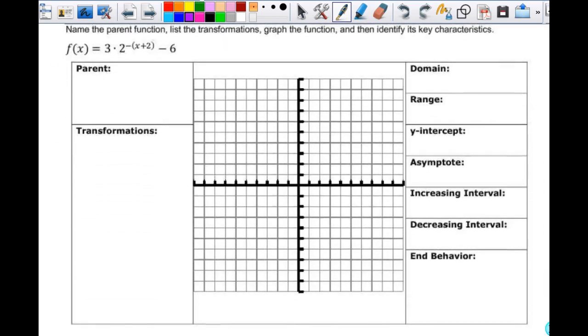So then our last one is exponential. We have to name the parent function, list the transformations, graph the function, identify its key characteristics. So the parent function here would be f of x is equal to 2 to the x power. Our transformations, that 3 right there is going to be a vertical stretch by a factor of 3.